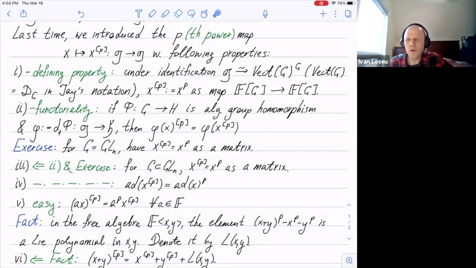Then you can ask yourself, how can we compute this map in practice? For example, let's take the general linear group G. Then it's an exercise to show that X to the square bracket p is the same as X to the p as a matrix. That's a computation with vector fields. Now, knowing this, if we manage to embed our algebraic group G into GL_N, and we are talking about affine algebraic groups, so that's always possible, then still by functoriality and this exercise, we know that X to the square bracket p is still the p-th power of a matrix. Any questions?